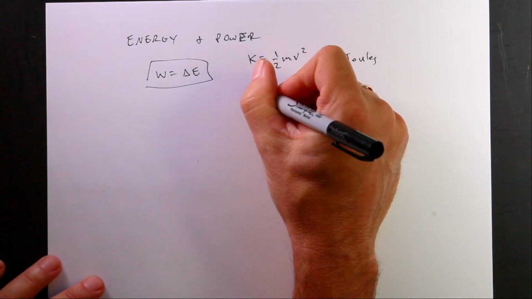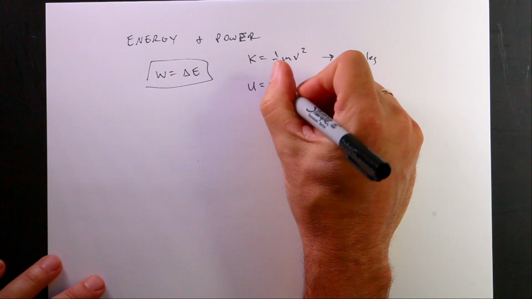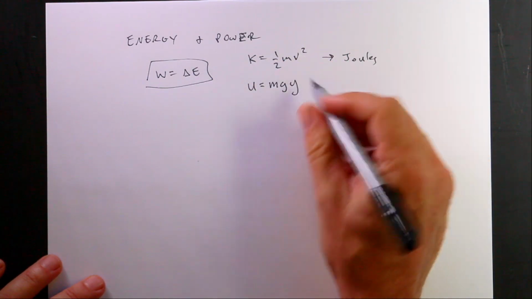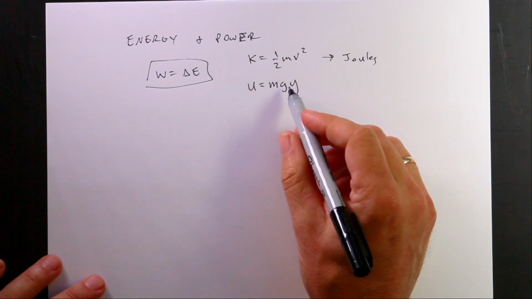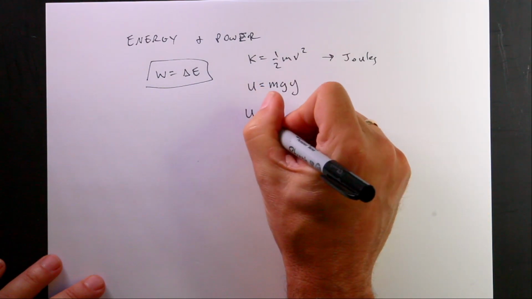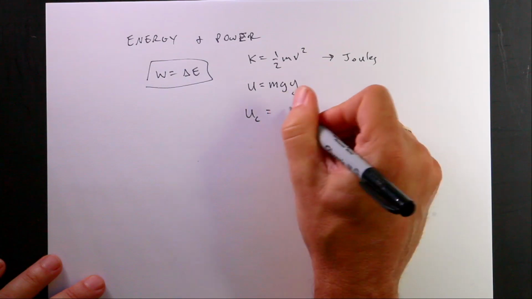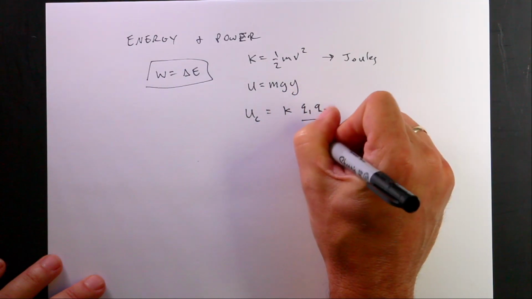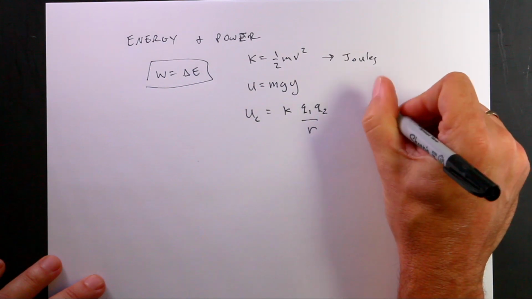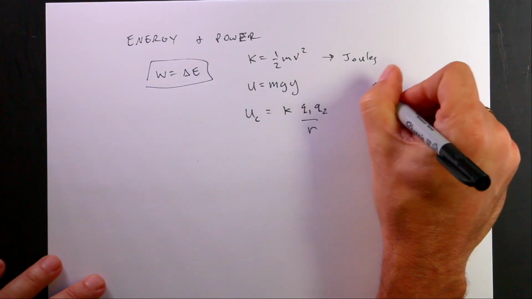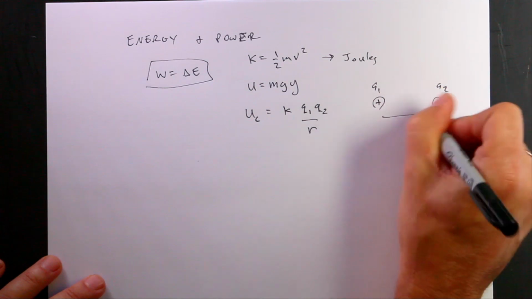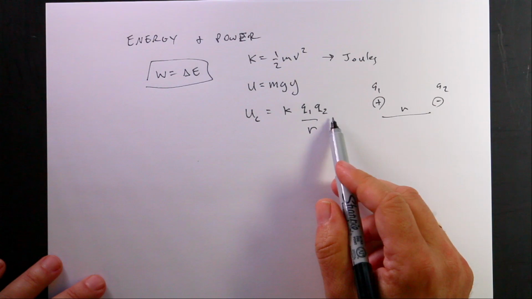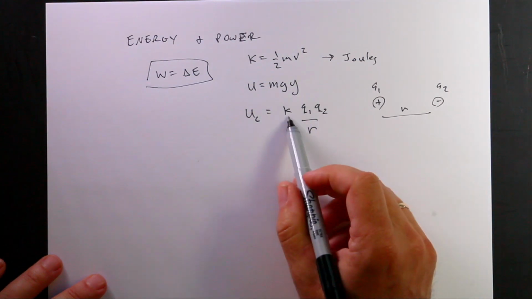Another common energy, you may not see this, is something like gravitational potential energy, mgy, where g is the gravitational field. I don't think that you'll deal with that too much. But another one is the Coulomb potential. I'll call it UC, and that's K times Q1 Q2 over R. So if I have two charges, Q1 and Q2, separated by a distance of R, then that's the potential energy associated with the system. And here, K is the Coulomb constant.